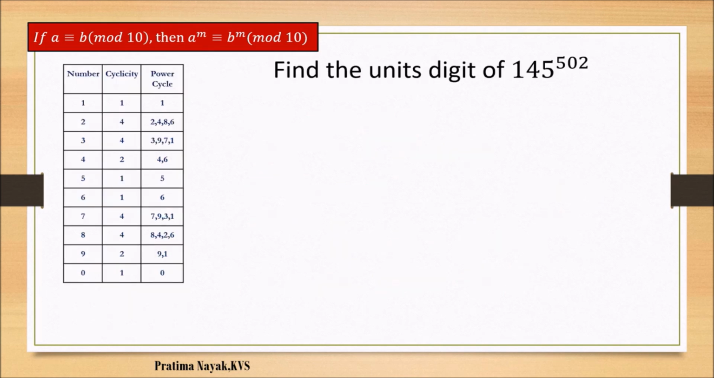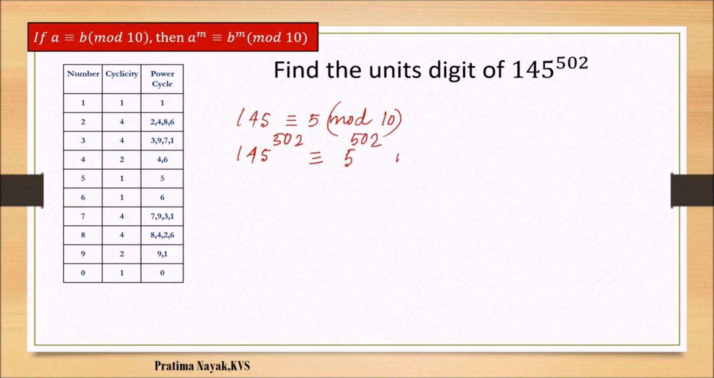Find the unit place digit of 145 raised to the power 502. So 145 is congruent to 5 modulo 10. So 145 raised to the power 502 is congruent to 5 raised to the power 502 modulo 10. And next see the cycle of 5. 5, any power always ends in 5. This will be 5 modulo 10. So the unit place digit is 5.